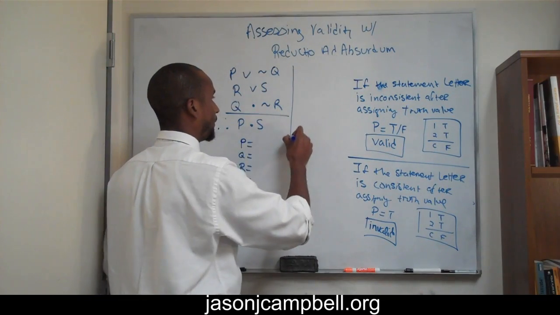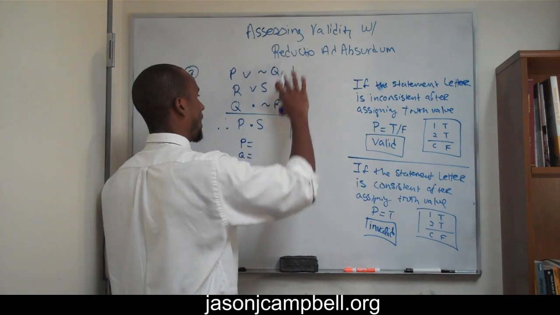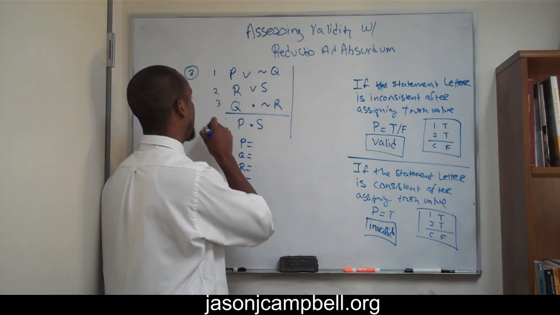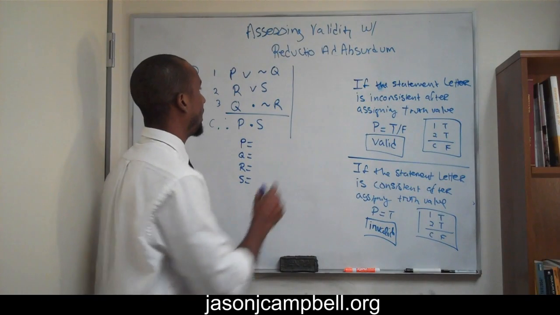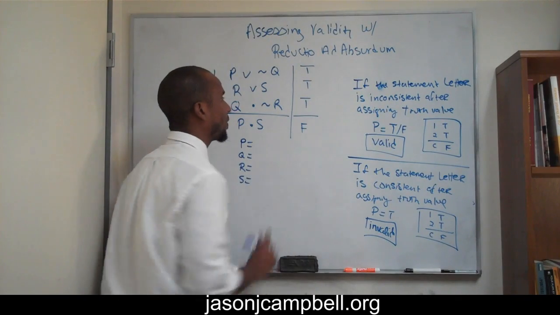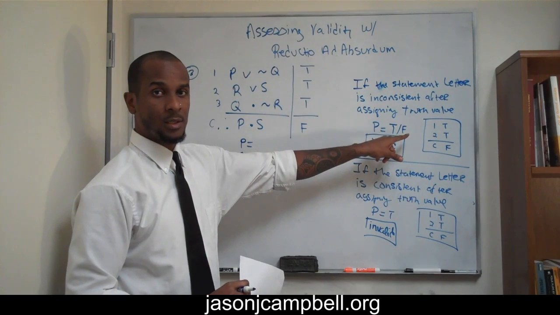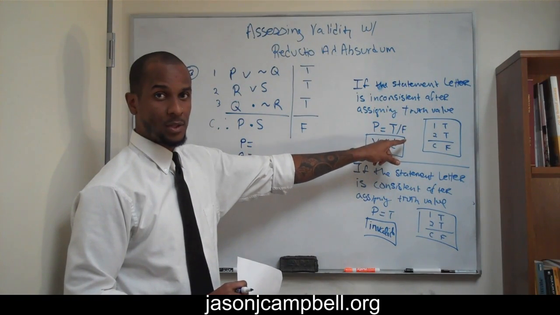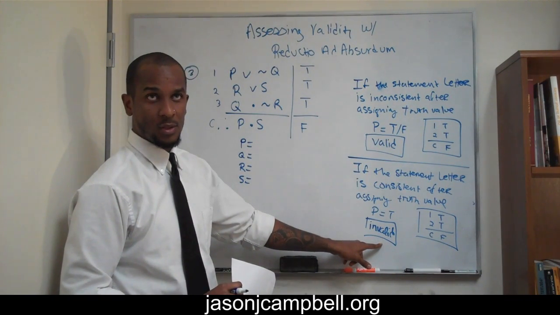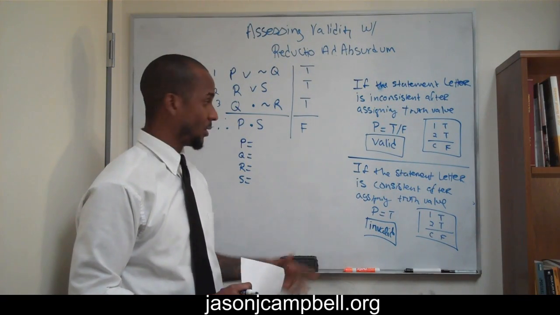Step 2, we need to assign true to our premises and a false value to our conclusion, right? So we have 3 premises this time, and our conclusion. We need this to be true, this to be true, this to be true, and this to be false. If we can do that without having to assign inconsistent truth values to a statement letter, then the argument is invalid. If we do need to assign inconsistent truth values to a statement letter, then it's valid.